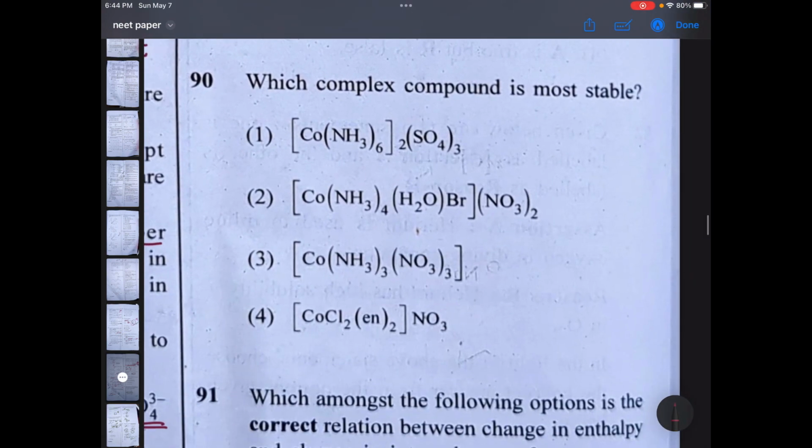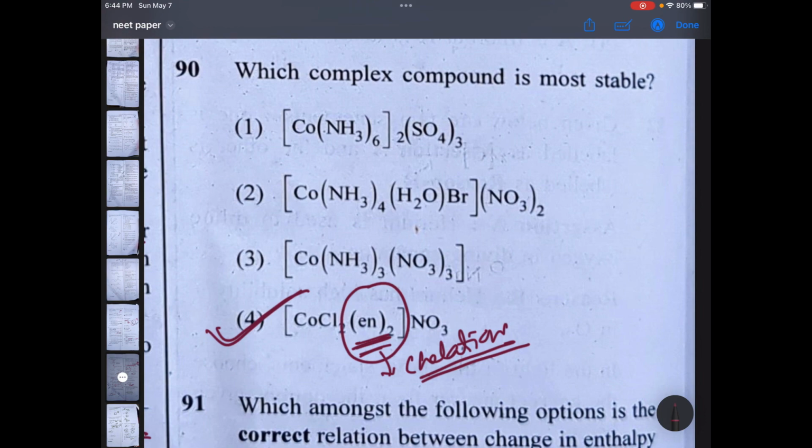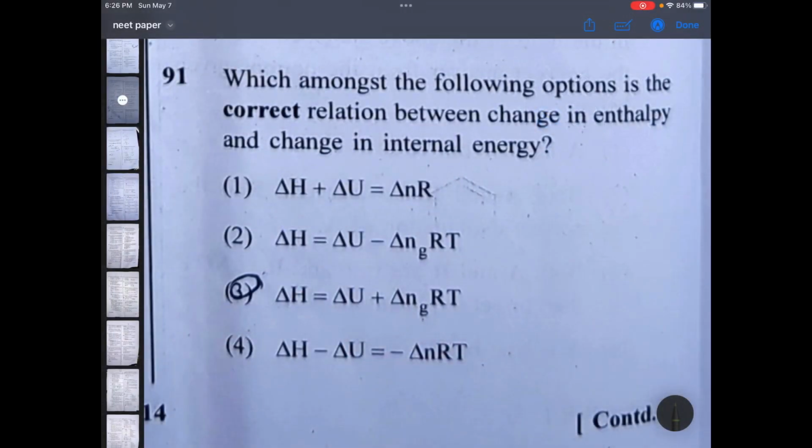Which complex compound is more stable? More chelation, more stable, en taken twice. Now when 2 ethylenediamines are there, more chelation is possible. Chelation makes it stable. So this is your answer. Thank you. NEET 2023 paper, 91st question.